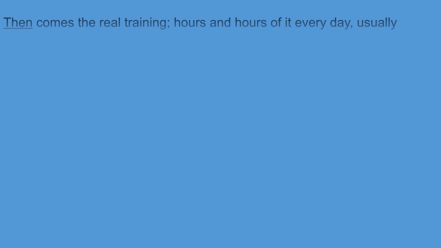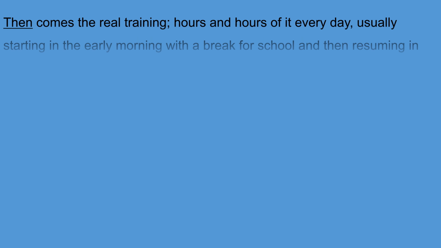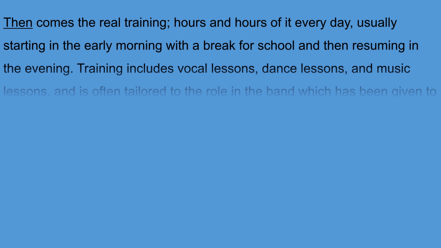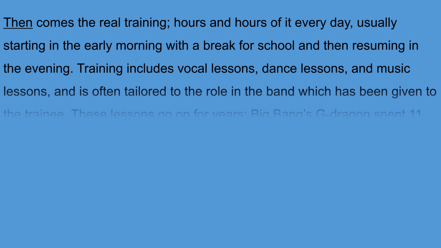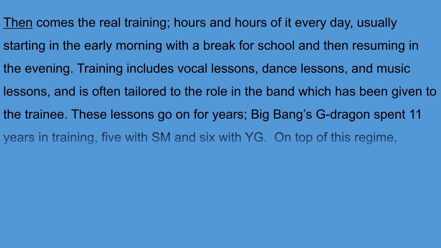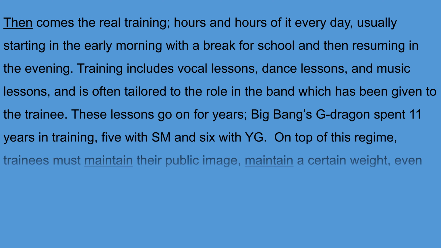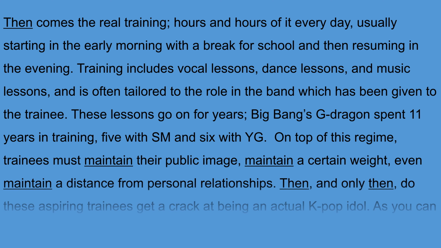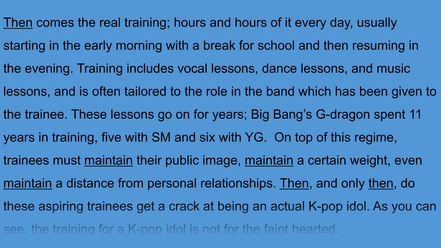Let's take a look then at the second part of this first body section. Then comes the real training. Hours and hours of it every day, usually starting in the early morning with a break for school and then resuming in the evening. Training includes vocal lessons, dance lessons, and music lessons, and is often tailored to the role in the band which has been given to the trainee. These lessons go on for years. Big Bang's G-Dragon spent 11 years in training, 5 with SM and 6 with YG.